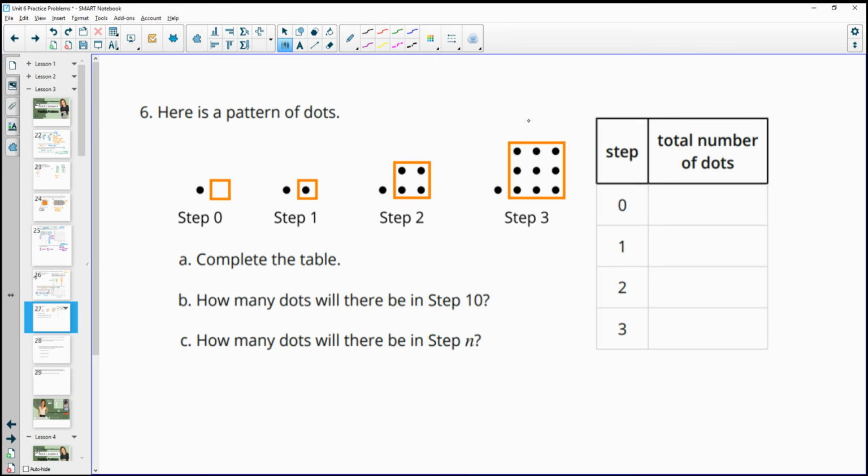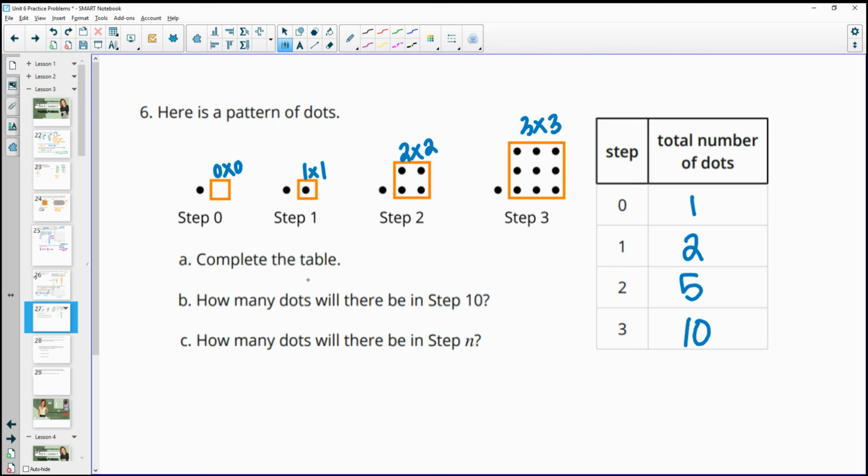So for step 3, this is a 3 by 3 square plus another dot. Here you have a 2 by 2 square with another dot. Here you have a 1 by 1 square with another dot. And then in step 0, it would be a 0 by 0 square, meaning it's not there, plus another dot. So when we look at filling this in, in step 0, there's 1 dot. In step 1, there's 2 dots, which you can just count. Step 2, there's 5 dots. And step 3, there's 10.